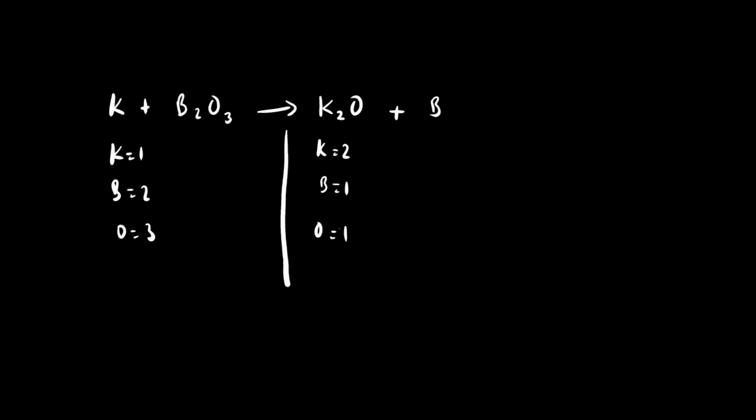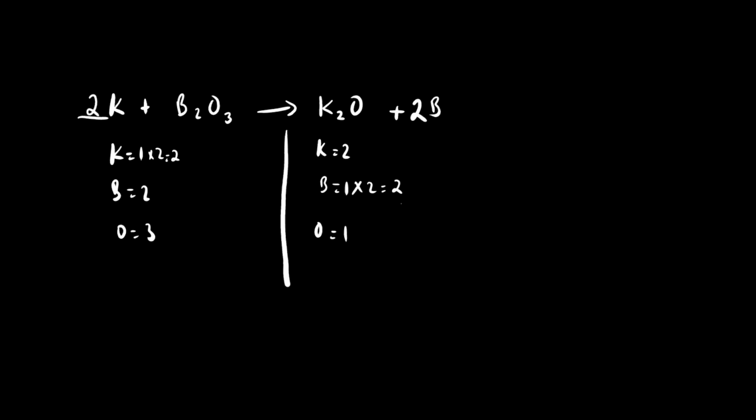Let's start by balancing the potassium. Least common multiple of 1 and 2 is 2, so we need a coefficient of 2 in front of the potassium on the left side. So the potassiums are balanced. Now we need to balance the boron. We have 2 on the left, 1 on the right. So let's balance it by adding a coefficient of 2 in front of the boron on the right hand side. So great, now that's balanced.